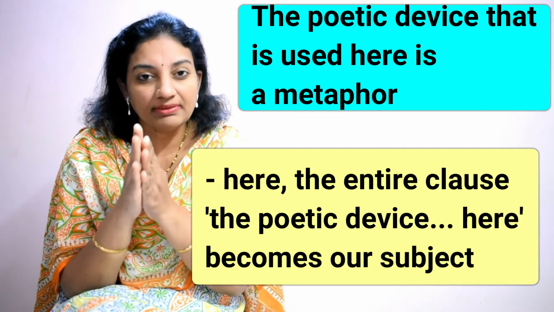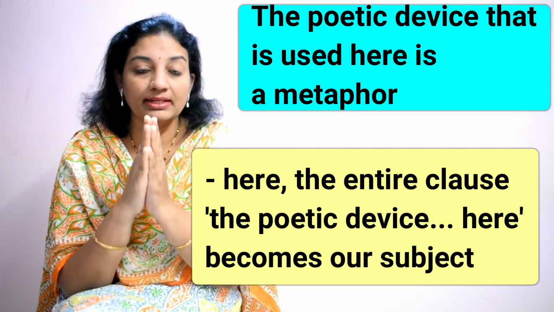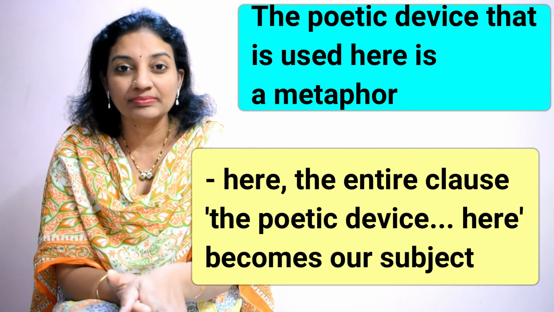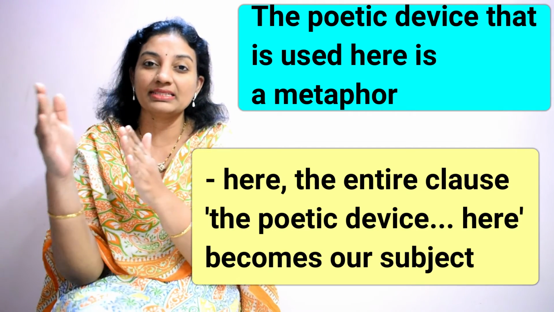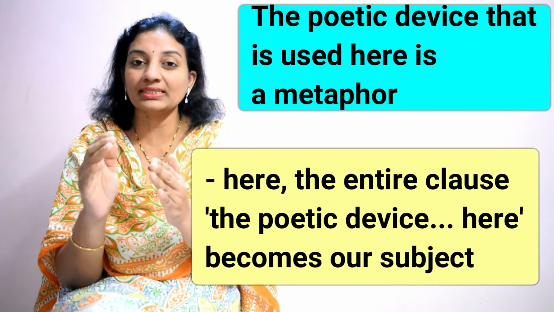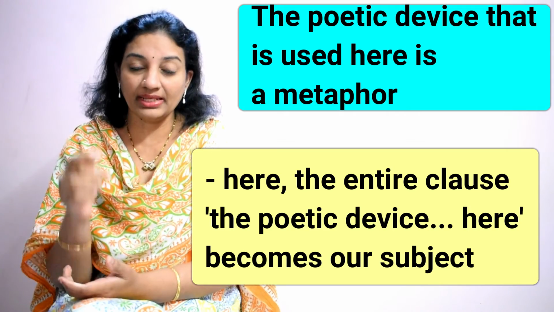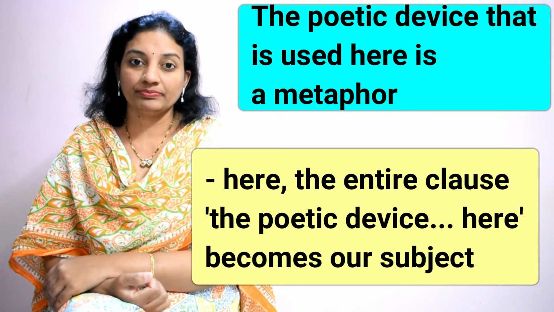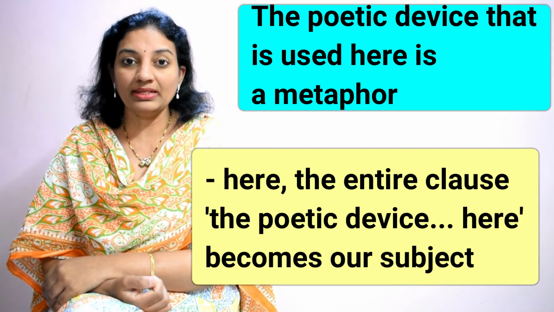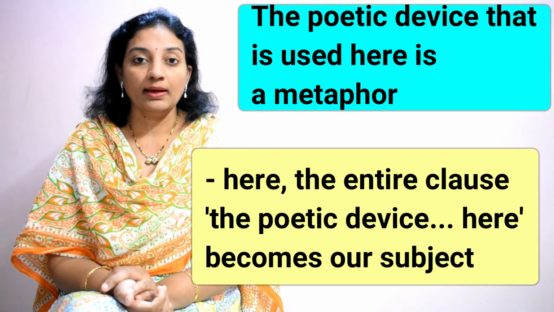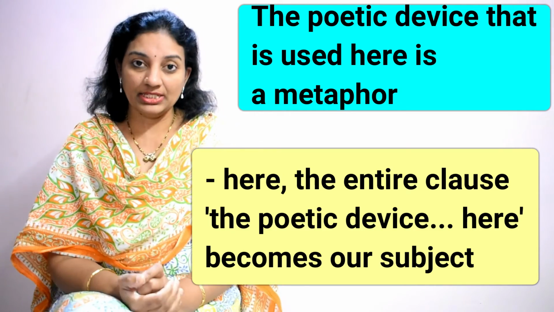Okay, now let us see one more example. The poetic device that is used here is a metaphor. Question: What is a metaphor? Then you will get the answer. The poetic device is metaphor. Do you understand? Okay. Singular subject, poetic device; singular verb, is. Both of them are agreeing with each other.